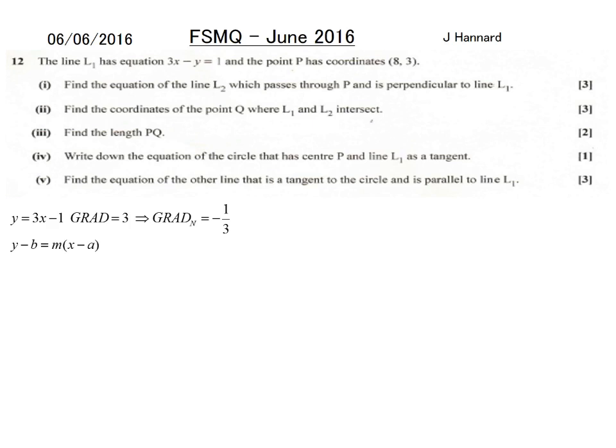So y minus b equals m(x minus a). Put in your numbers. There I would times through by 3 and get that. Changing everybody's sign in the bracket. Rearranging, and I get that.